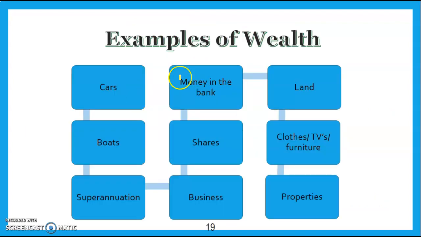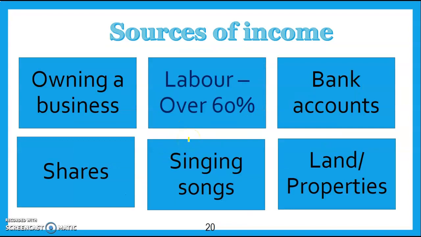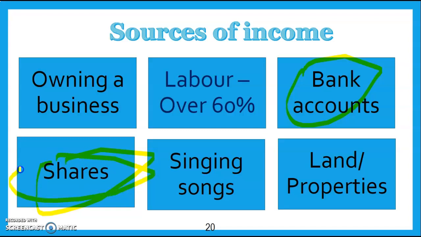Examples of wealth: cars, money in the bank, land, furniture, clothes, all the stuff you own at a particular point in time is in your wealth. Whereas income comes on a yearly basis. So it might come from owning a business, singing songs, having shares. Shares themselves aren't income, but you can earn income from shares through dividends and capital gains. Money in the bank is wealth, but the interest you earn on that money is a form of income. There's the distinction. The money you have in the bank is wealth, but the money you earn from that in interest is income. Your shares are wealth, but the dividends and the capital gains you earn on shares are income. Land and property is wealth, but you might earn rent as a form of income from that property.